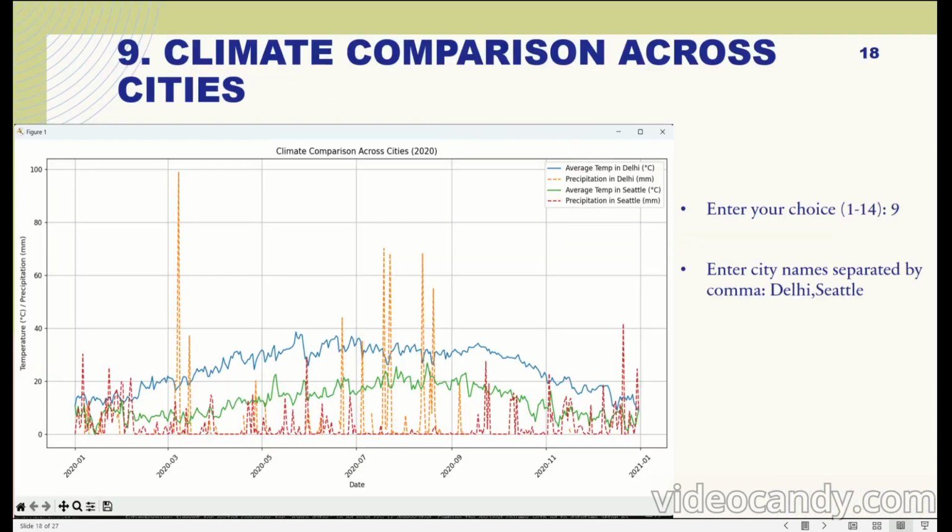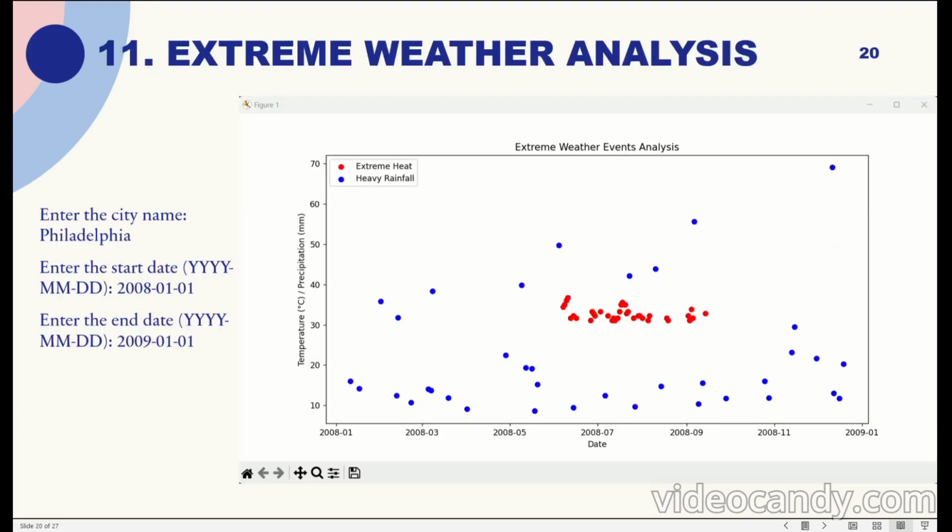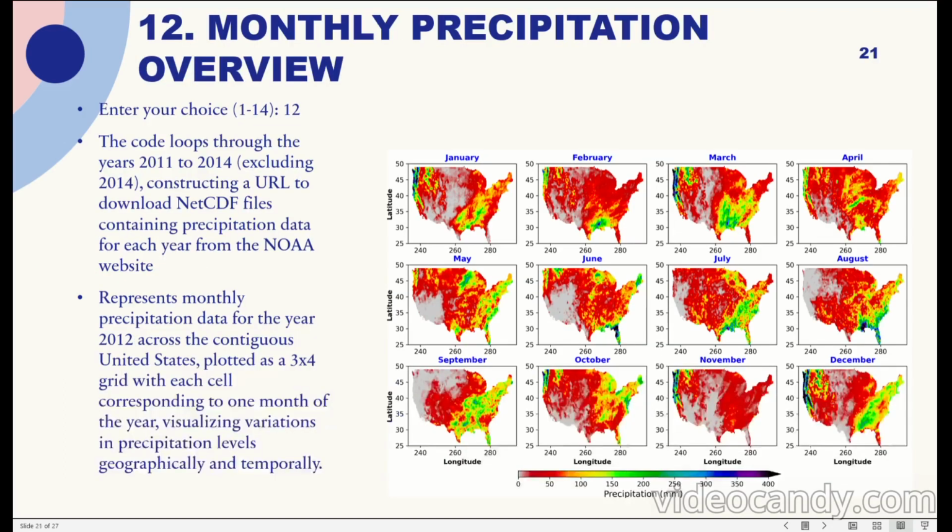The 9th, which is climate comparison across cities, which I chose Delhi and Seattle. Moving on to the 10th one, which is daily temperature and precipitation for Denver from 2006 until 2007. For the 11th one, it is an extreme weather analysis scatter plot, which I chose Philadelphia from 2008 till 2009.